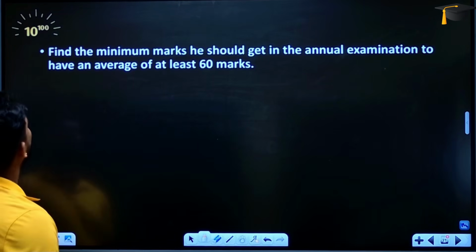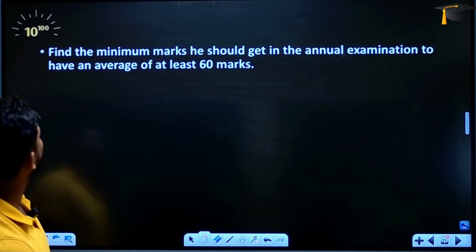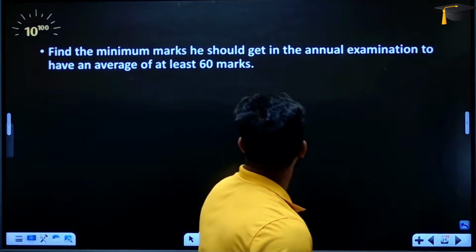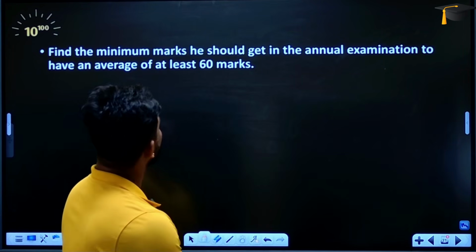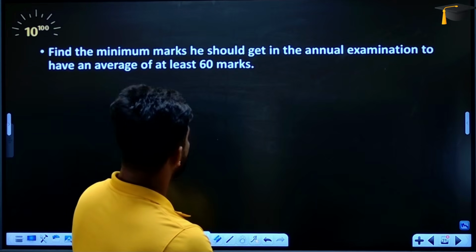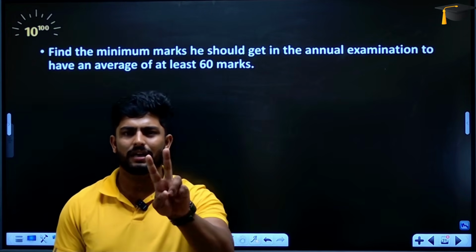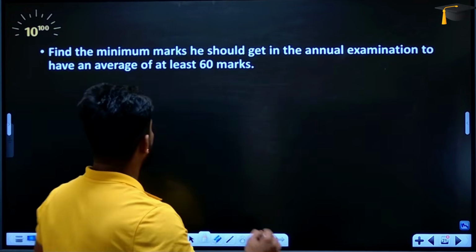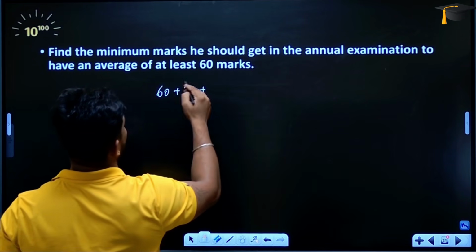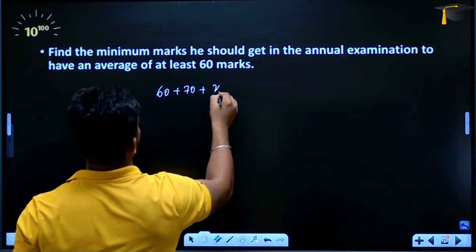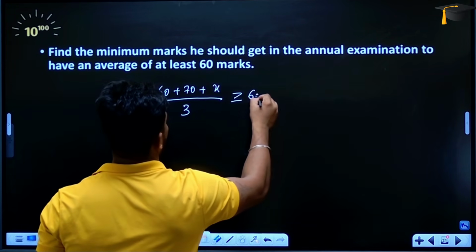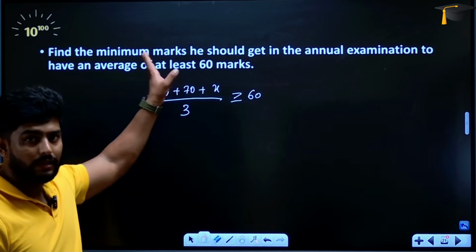Next, find the minimum marks you should get in the annual exam to get an average of at least 60 marks. Okay, it's very simple. Maybe 2 test marks will be given. Let's take 60 and 70. The third test marks are unknown, whole divided by 3, they asked for the average. At least 60, children, so take it as greater than or equal to 60.